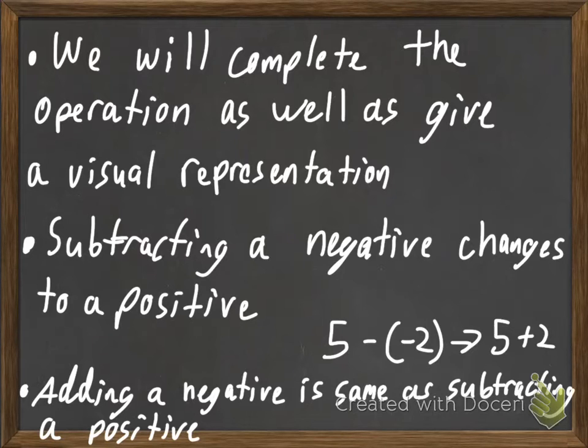A couple things to remember too: subtracting a negative changes it to a positive. So if you have 5 minus negative 2, that can be rewritten as 5 plus 2. And adding a negative is the same as subtracting a positive. So if it had said 5 plus negative 2, that could be the same as 5 minus 2. You can write that as 5 minus 2.